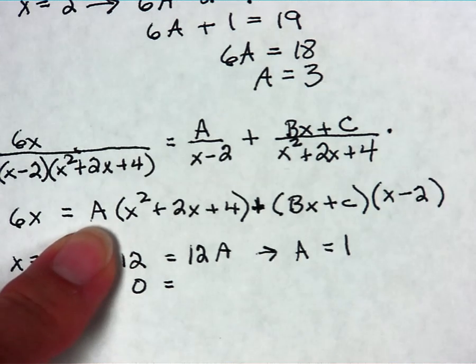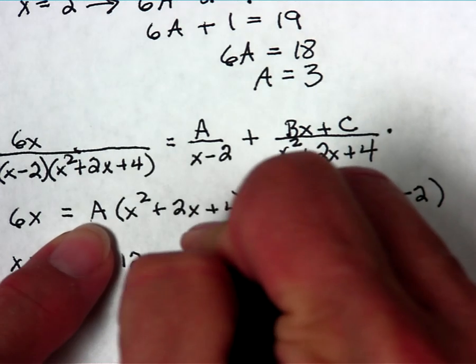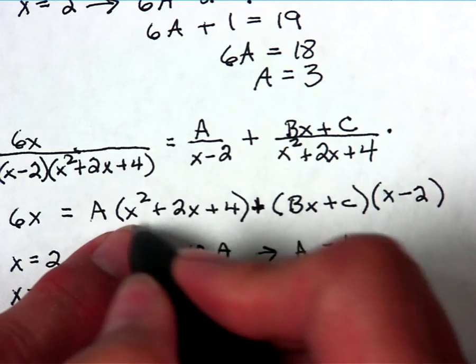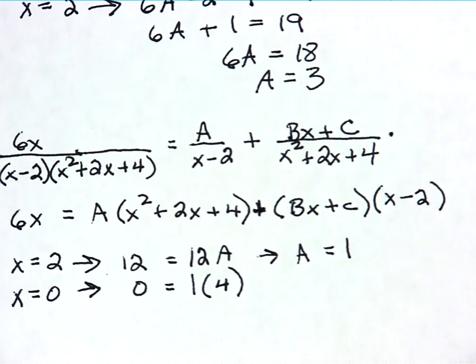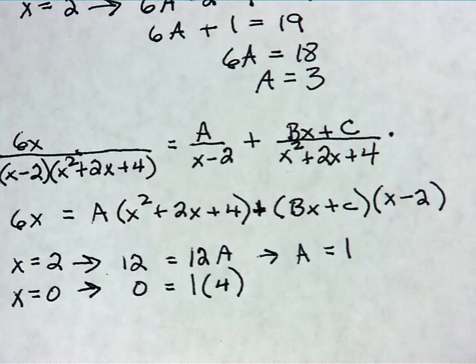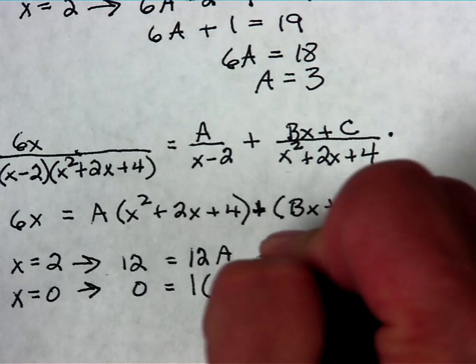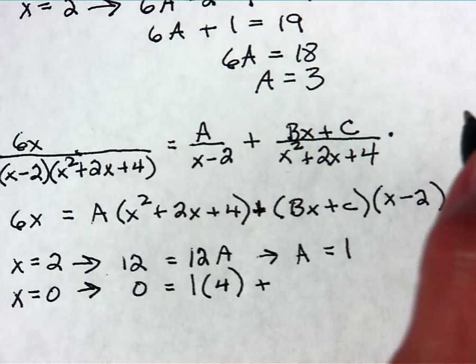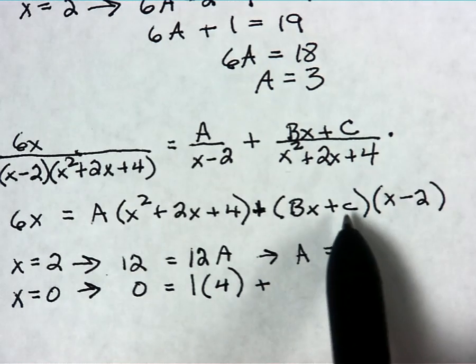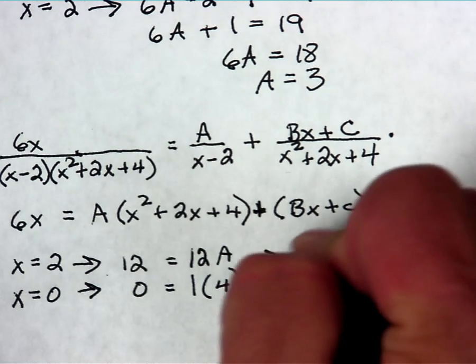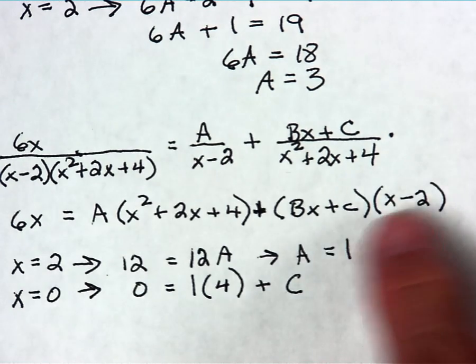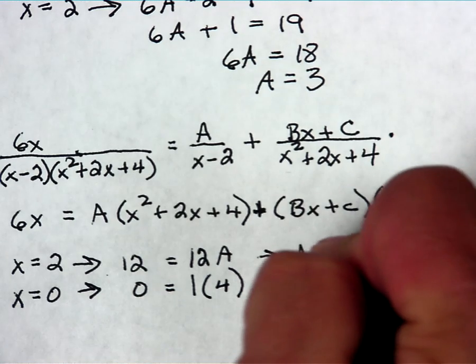What'd you say, Jordan? Yep. I'm going to just go ahead and put 1 in place of the a. 0 in place of the x's would leave me 1 times 4. And then the second term, if I let x be 0, the first factor will be what? C times 0 minus 2 is negative 2.